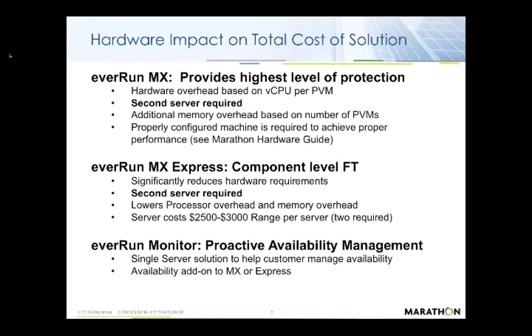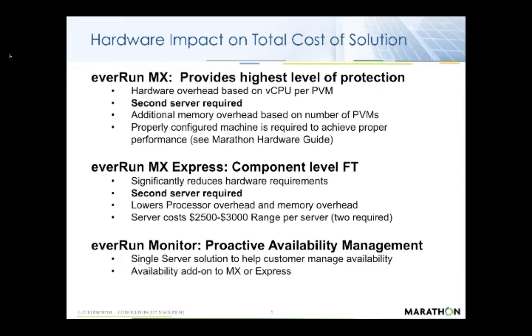Now, when we look at what's driving the total cost of ownership around some of these products, we start off with Everrun MX Enterprise, and obviously this is going to provide the highest level of protection for the customer just by itself, not to mention if you start adding some of the additional pieces that Marathon provides. However, the trade-offs you're making here are obviously from a hardware perspective. The cost of the hardware is going to be a little higher than some of the other solutions, only because of the overhead associated with running full system FT.